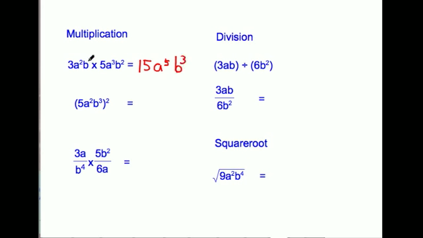b is to the power of 1, which is usually not shown. The square of 5a squared b cubed simply means 5a squared b cubed times 5a squared b cubed.